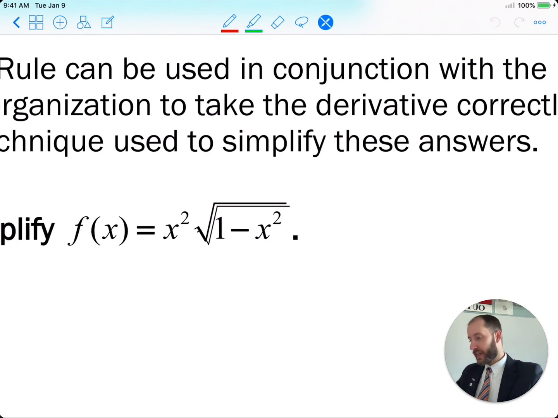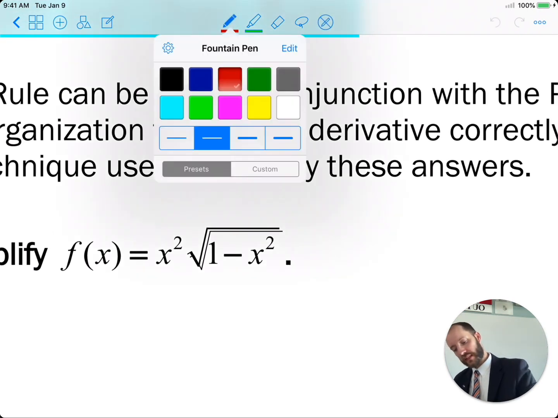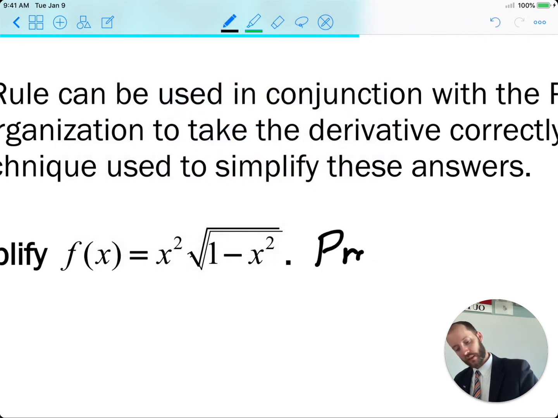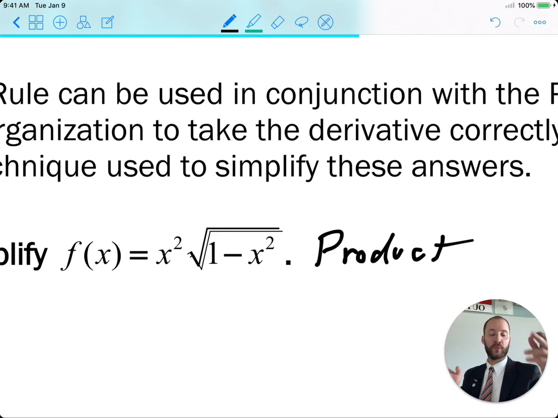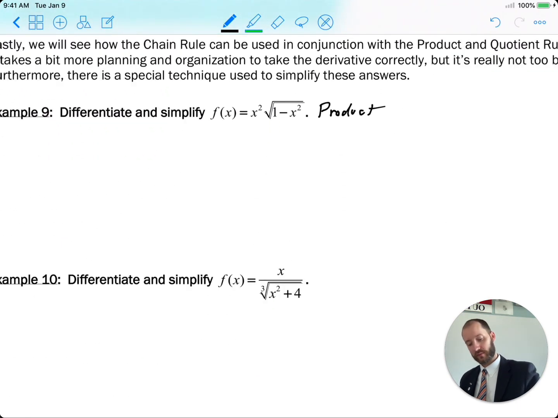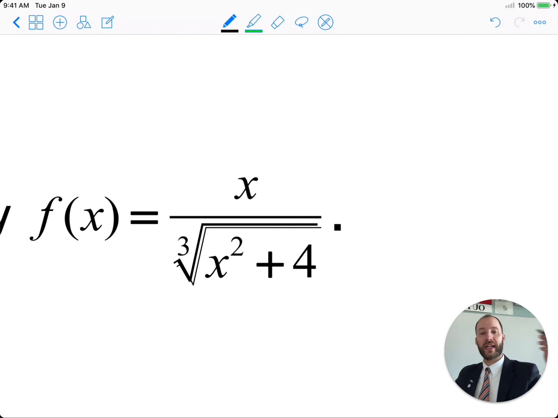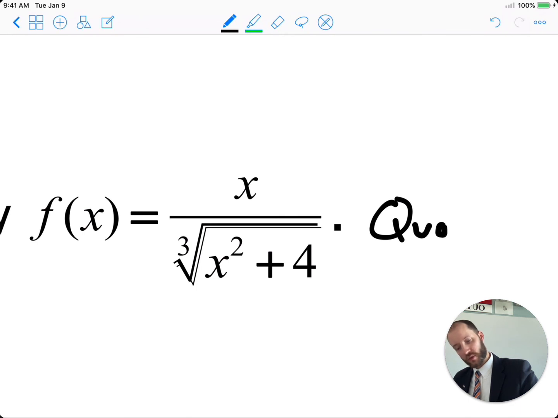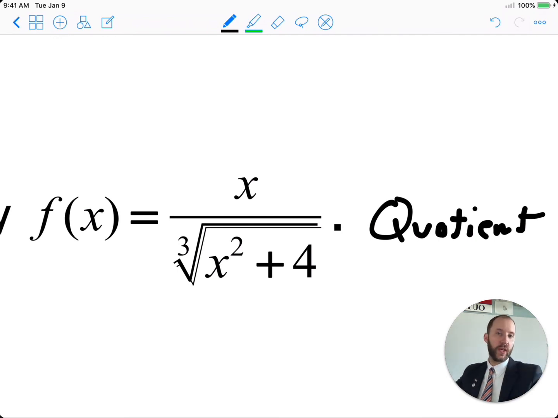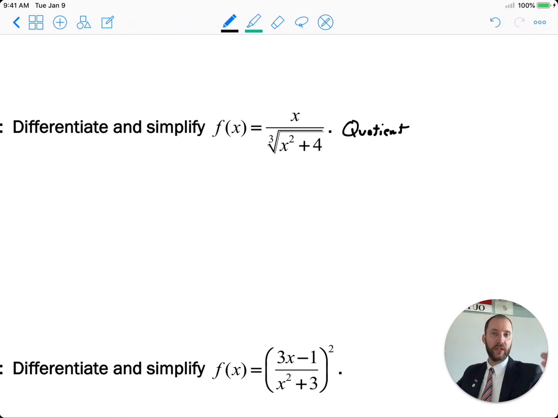So like example 9, overall x squared times root 1 minus x squared. Overall, that is a product rule. So you're getting the puzzle pieces for product and putting that puzzle together. Some of those pieces might require the chain rule. Example 10, x over cube root x to the fourth. Overall, that is a quotient rule. Now doing your low d high minus high d low over low squared, getting those puzzle pieces, putting them together. Some of those puzzle pieces might require the chain rule.